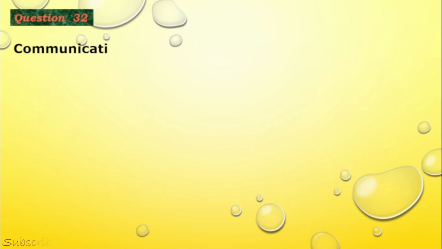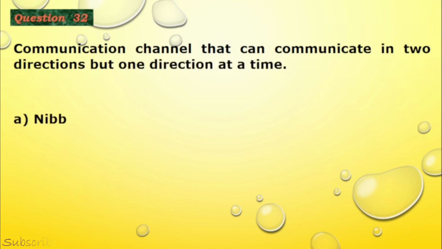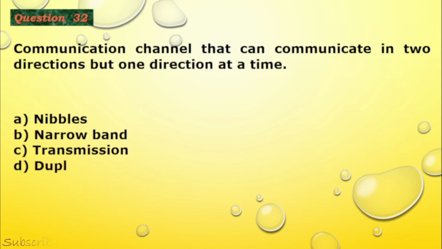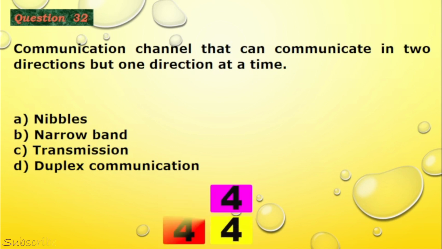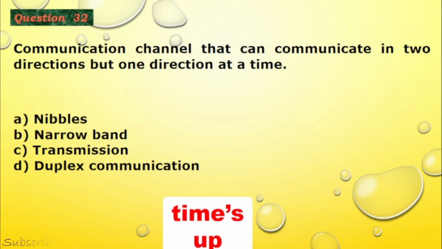Question number 32. Communication channel that can communicate in two directions but one direction at a time. A. Nibbles. B. Narrowband. C. Transmission. D. Duplex communication. The correct answer is letter D, duplex communication.